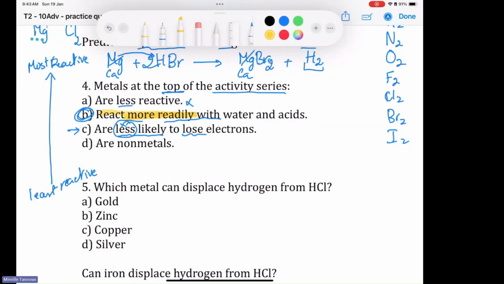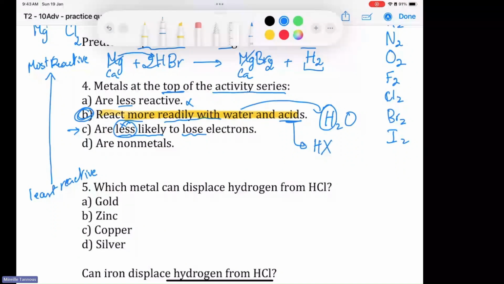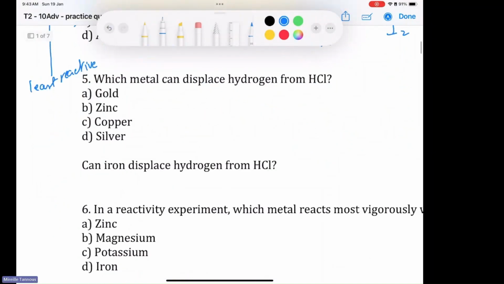That's why they are reactive. They react more readily, meaning more easily, with water. And when we say water, we mean the H in the H2O. And when we say acid, we mean the hydrogen in the acid. Other questions? Which metal can displace hydrogen from HCl? You have the list given to you in the exam. You look where the hydrogen is. You can select any from the list above.